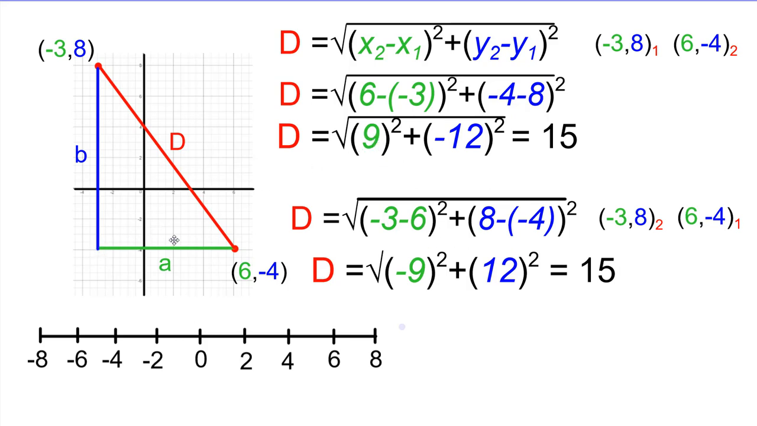And then to go from negative 4 to positive 8, there's 4 in the negative direction and then 8 more in the positive direction. So adding those together is going to give us 12. So 9 squared plus 12 squared. And I wouldn't deal with the negative whenever I'm doing the distance anyway, which gives me 15.